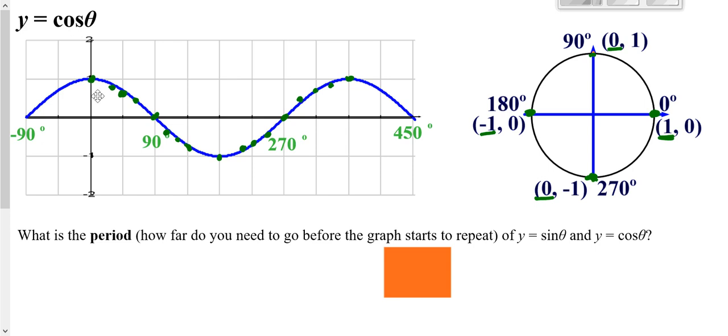Cosine starts out at the top at a height of 1, curves and goes down to a depth of -1, and then curves and comes back up to a height of 1. So how far do we have to go before we repeat? Well, it's 2 pi if you're in radians, or 360 if you're in degrees. So you'll probably want to have both of those written down.